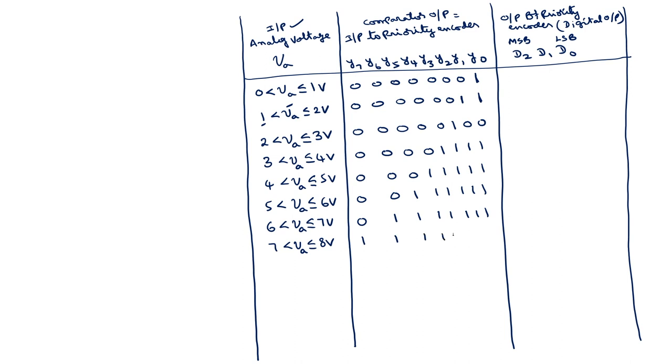All will be 1. Now what is the operation of this priority encoder? Here if only one input to the priority encoder is 1, then that particular input will be encoded. Now before encoding we have to assign the priorities. I am assuming that this Y7 is having highest priority, and the next is Y6, Y5 and so on. Y0 is having lowest priority.